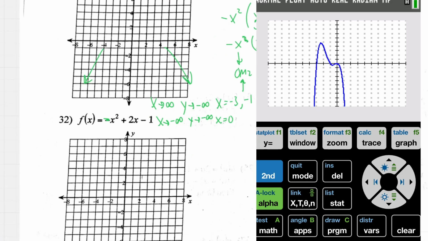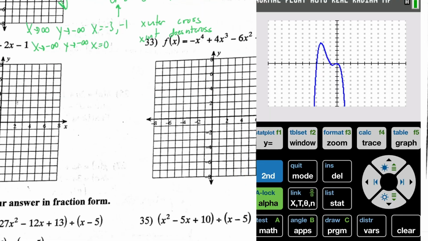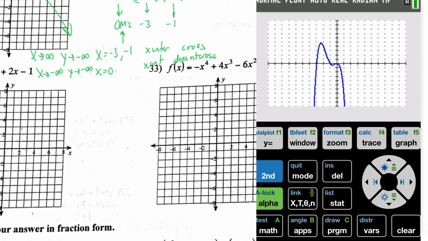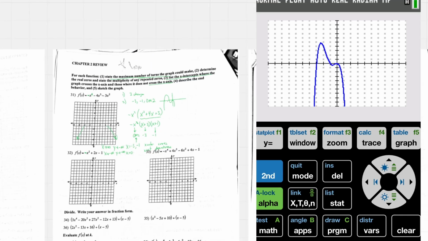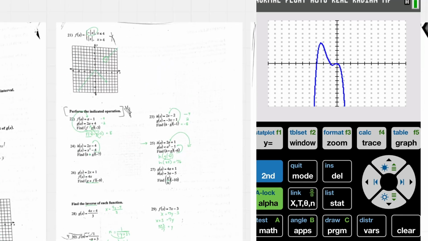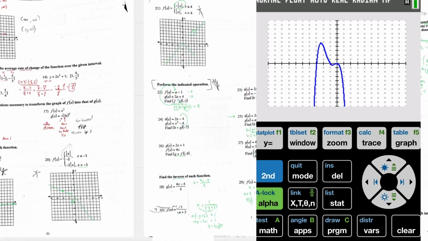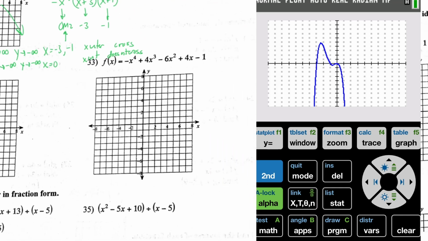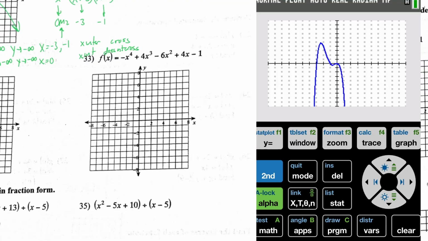Let's try one more. So looking at 33. Okay. So this one's not so easy to factor. So if I had my calculator, I would definitely just use my calculator for this one. Too many directions. I don't know if it said calculator aloud, but I think you get your calculator on your test. So graph that up. All right, I graph it and I got this.